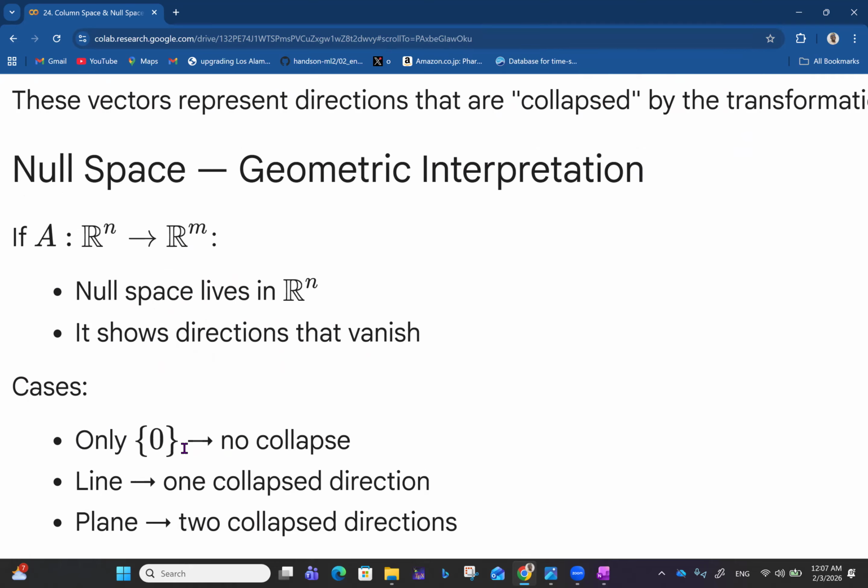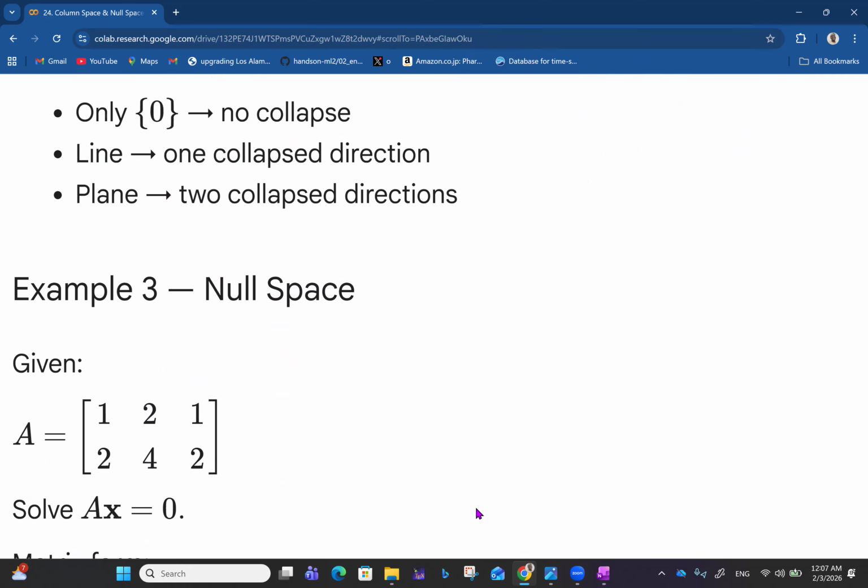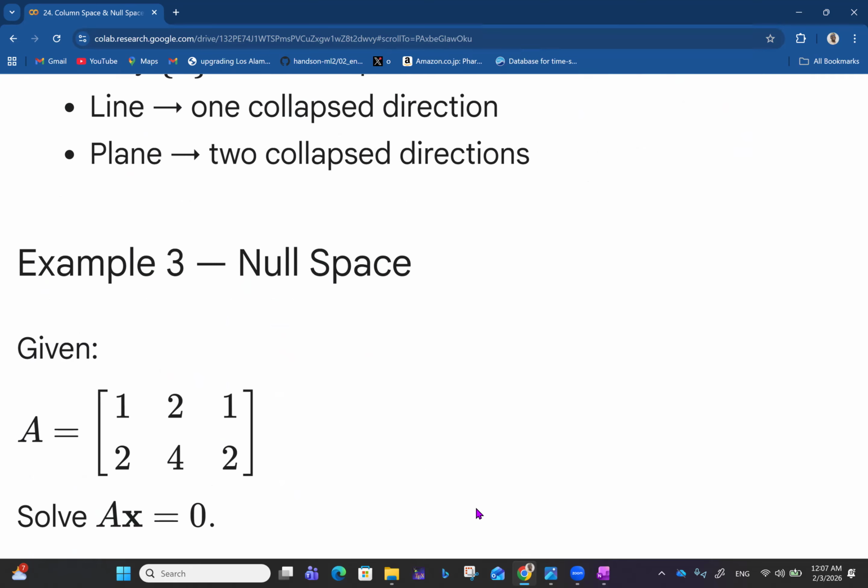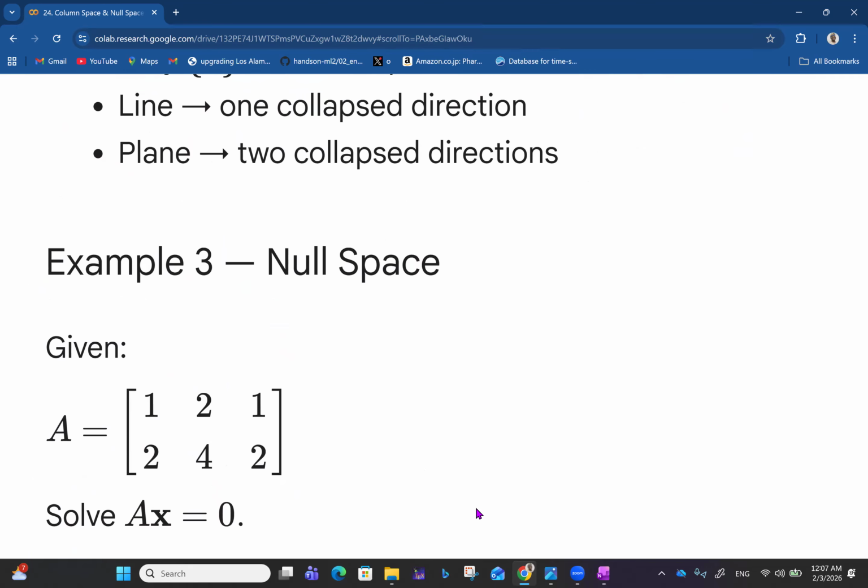So the only case that gives no collapse is the set of 0. So with the line, we have one collapsed direction, and with a plane, we have two collapsed directions. Now imagine, for the case of the null space, that you have the matrix A: 1 2 1, 2 4 2. Of course, clearly line 2 is double of line 1.